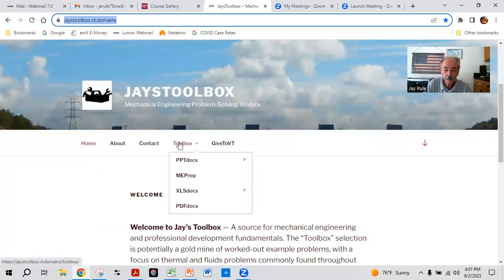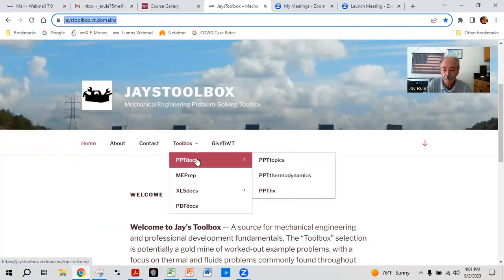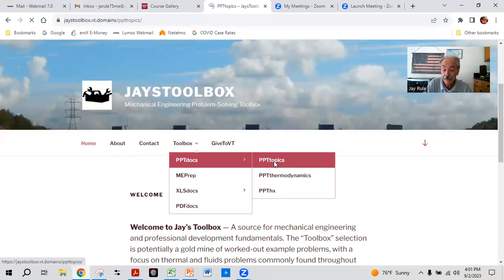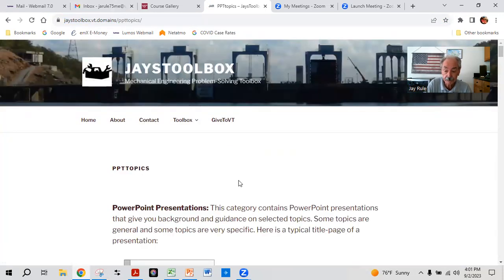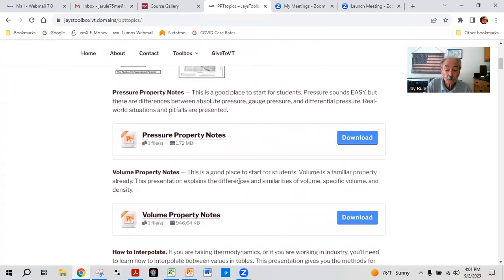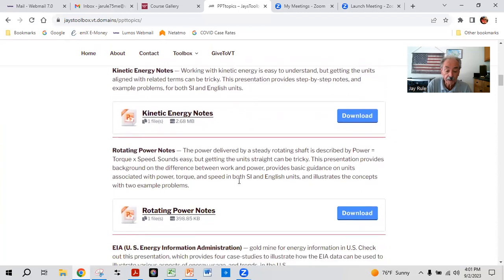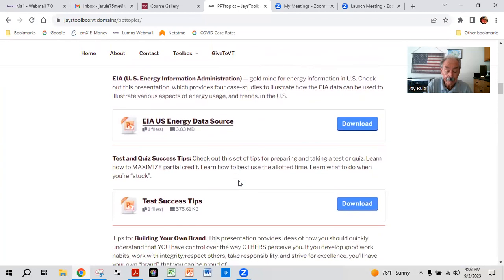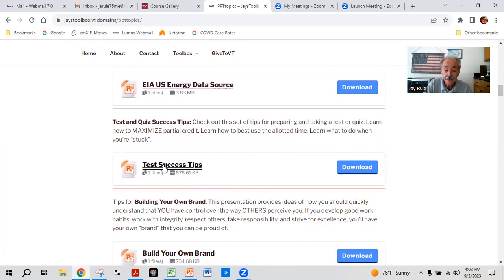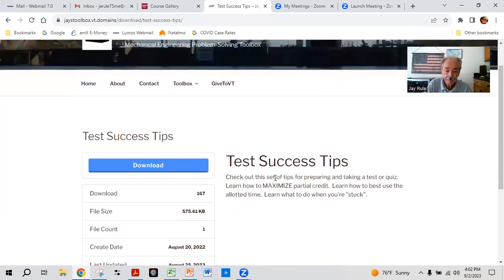Okay, we'll click the drop down Toolbox, then PowerPoint Documents, and then PowerPoint Topics. So this would be a PowerPoint topic you want to download. I'm going to click on PowerPoint Topics and slowly scroll down. These PowerPoints are in no particular order, so I'm just slowly scrolling down, and I found Test Success Tips. So there's two things. You can either click the download button or click Test Success Tips and download.